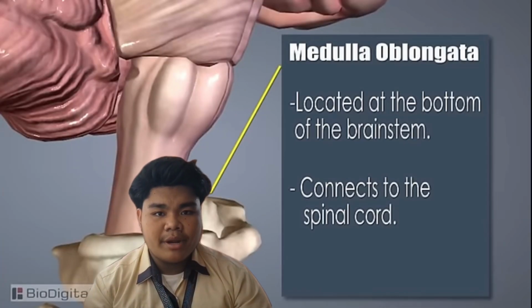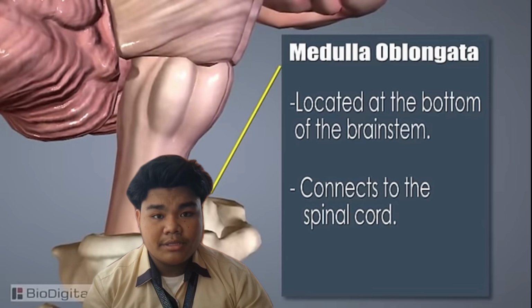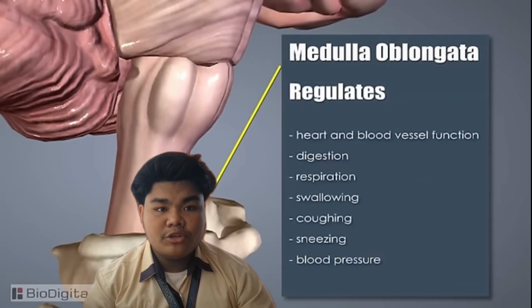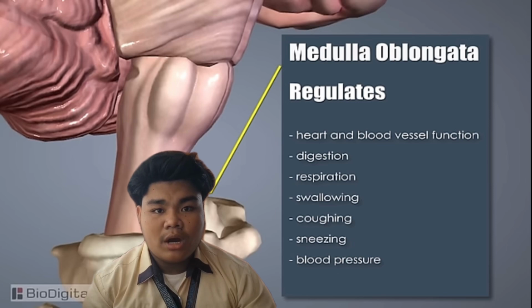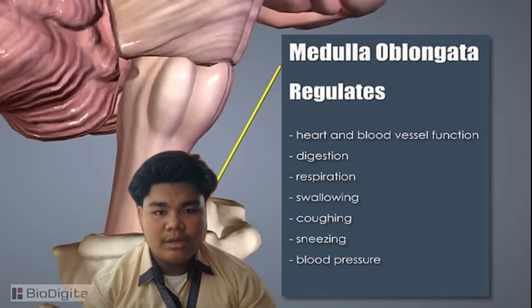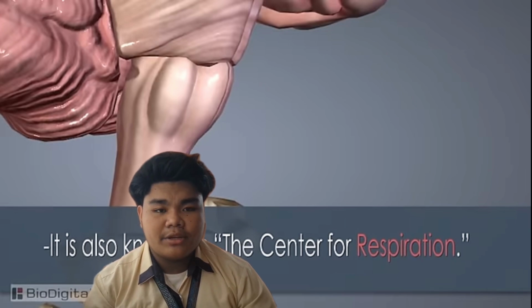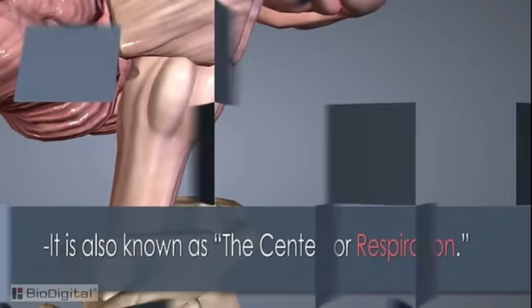Another section of the brain is the medulla oblongata. It is located at the bottom of the brainstem and it connects to the spinal cord. The medulla oblongata regulates heart and blood vessel function, digestion, respiration, swallowing, coughing, sneezing, and blood pressure. It is also known as the center of respiration.